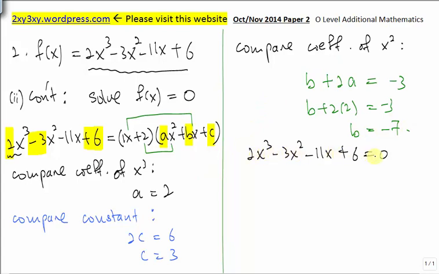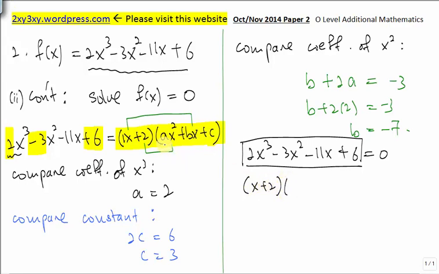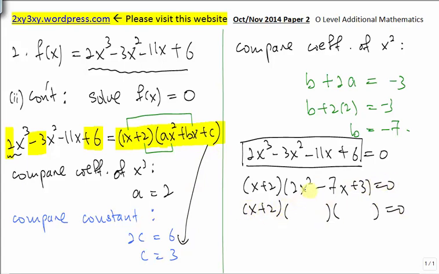Now we are ready to solve the equation. Now this expression here, we know that it is equal to this expression here. So now a takes the value of 2, b is negative 7 and c is 3, and we can factorize this quadratic expression. Therefore, x takes the values of negative 2, a half, or 3.